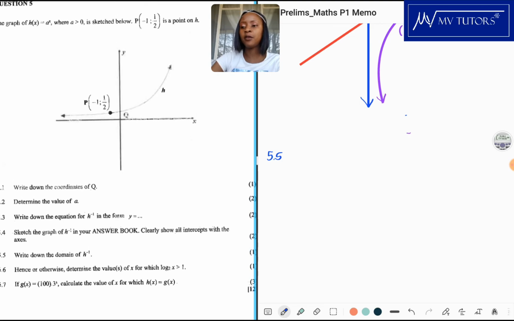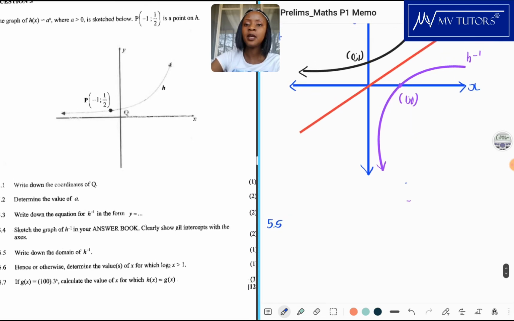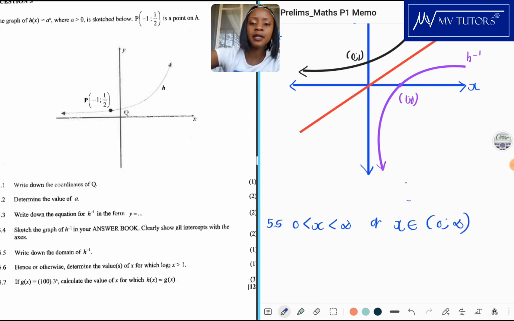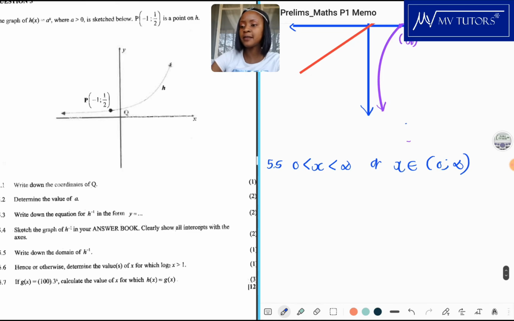write down the domain of the inverse of h. So domain, basically all the x values. As you can see, x cannot touch 0. It can't touch the y-axis because the y-axis is acting as an asymptote. So the values of x start higher than 0, and then they go all the way to infinity. Or you could have said x is an element of (0, infinity) with round brackets. And that's 1 mark.